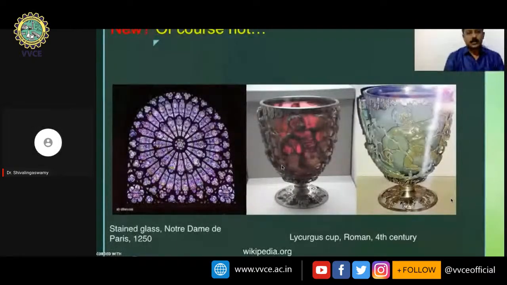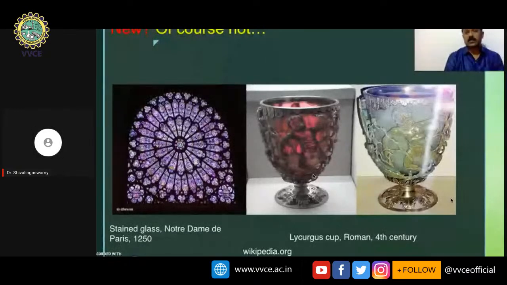Now the question is whether this is really a new technology or a new science. The answer is really not. This was known to our ancestors long back, but not as a science, but as an art. On the left side of this image, they made stained glass with the help of gold nanoparticles. This is in a church in Paris, and was done around 1250. On the right side, you can see a cup named the Lycurgus cup, and people believe that it was made in the 4th century.